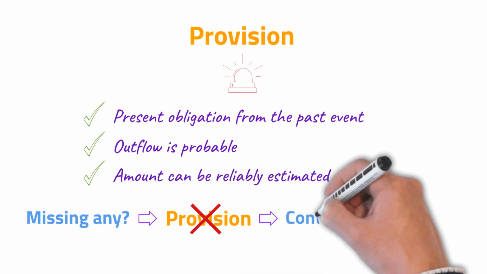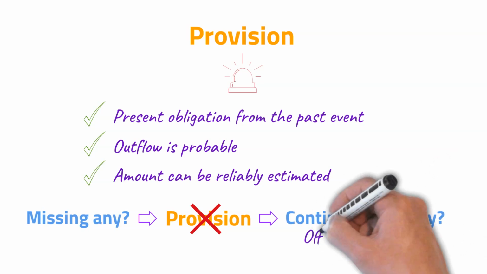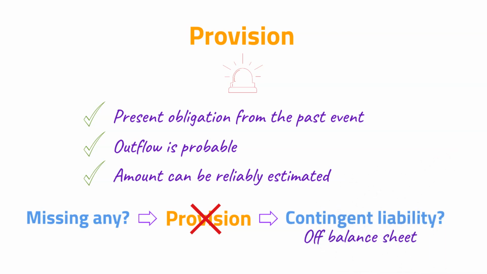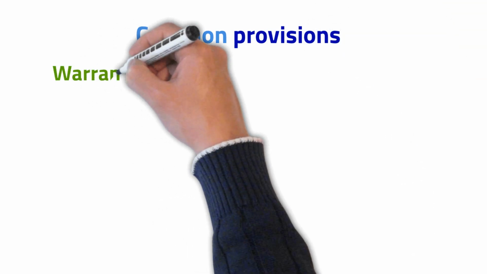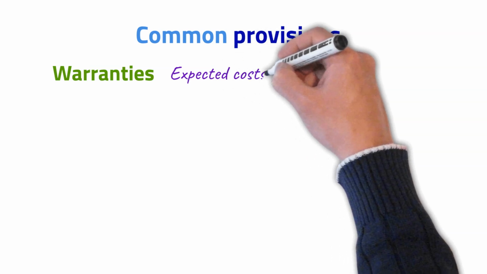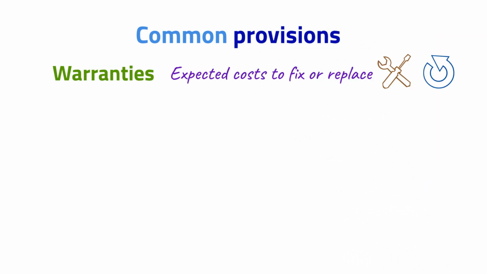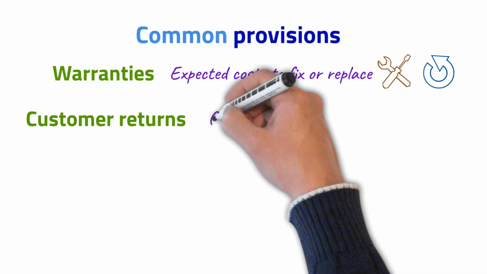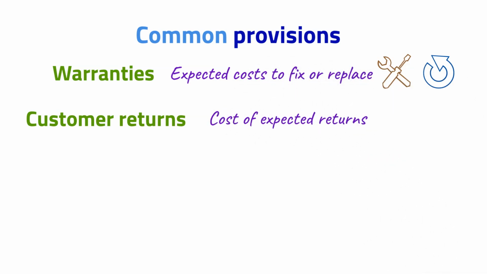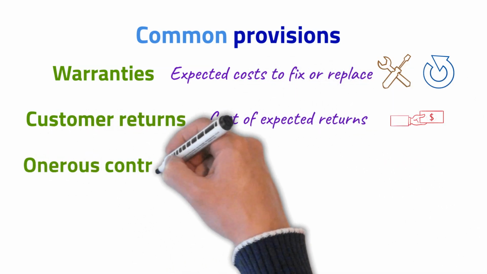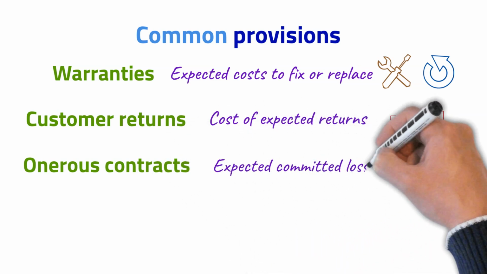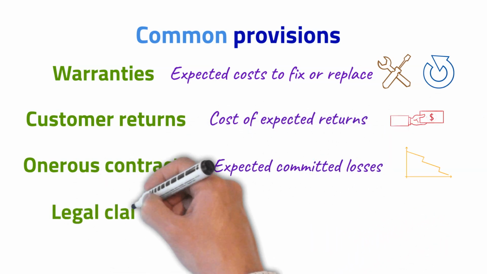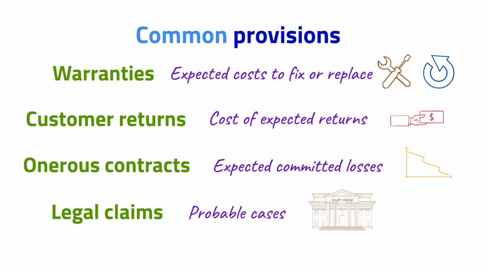In short, you think you owe or will owe something, but not sure how much and when, and what is the probability of that. As an example, some potential lawsuits that you may face. Typical provisions you will see include warranties. These are for expected costs to fix products sold or services provided. Customer returns relates to expected cost of returns not yet received. Onerous contracts. These are for the contracts where unavoidable costs exceed benefits. Legal claims for probable cases with costs which can be estimated.